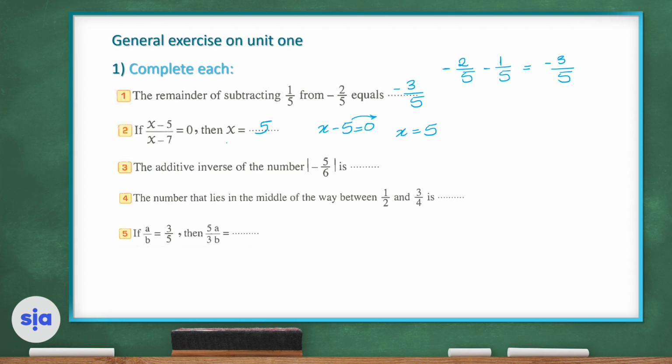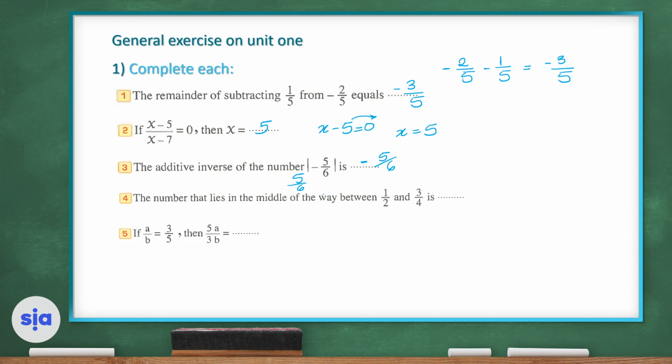Question 3. The additive inverse of the absolute value of negative 5 over 6 is what? The absolute value of negative 5 over 6 is 5 over 6. So its additive inverse is negative 5 over 6.